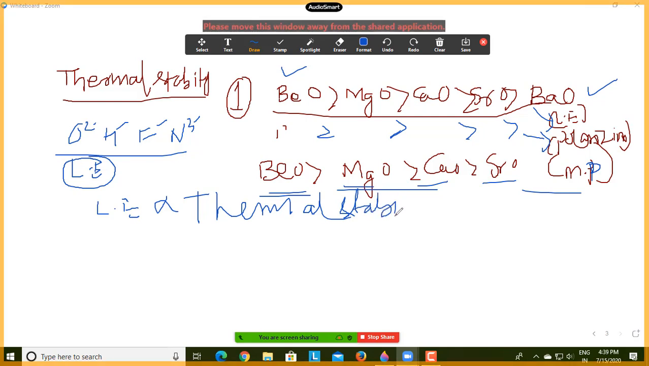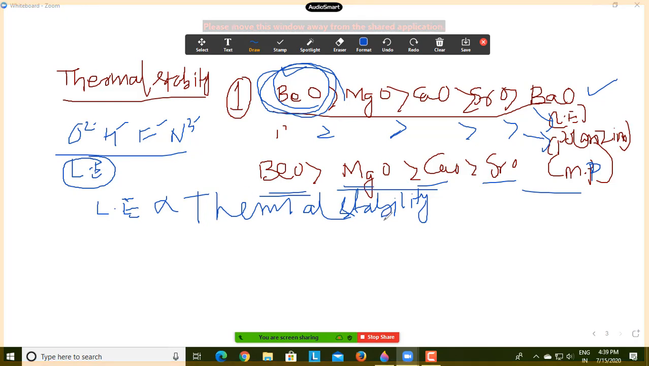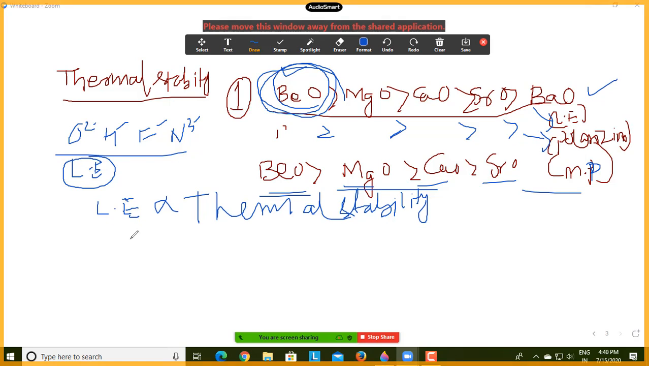Yes sir. More the lattice energy, more energy required to break, more high temperature required to break, so more will be thermal stability. So if lattice energy is more, force of attraction is strong, high energy required to break, and so thermal stability is more. So for these anions, you can decide the order of thermal stability based on lattice energy. Okay? Sir, can you repeat this part again?